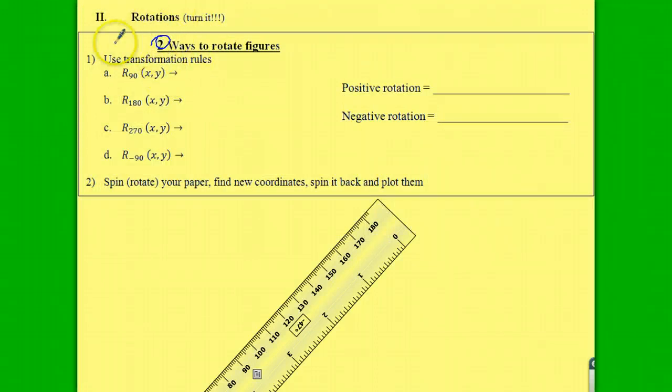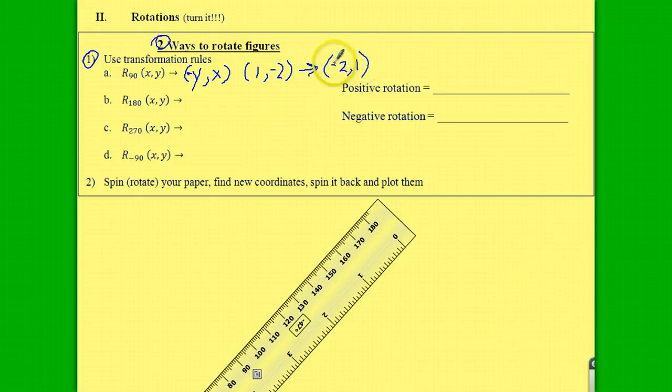There's two ways to do rotations. One is your transformation rule. All right, a rotation of positive 90 degrees, your xy values become y, x, and you negate the first one. Pretty simple. So let's take 1 comma -2, becomes -2 comma 1, and we negate the first one. Since it's already negated, two negatives make a positive. So 1 comma -2 becomes 2 comma 1.